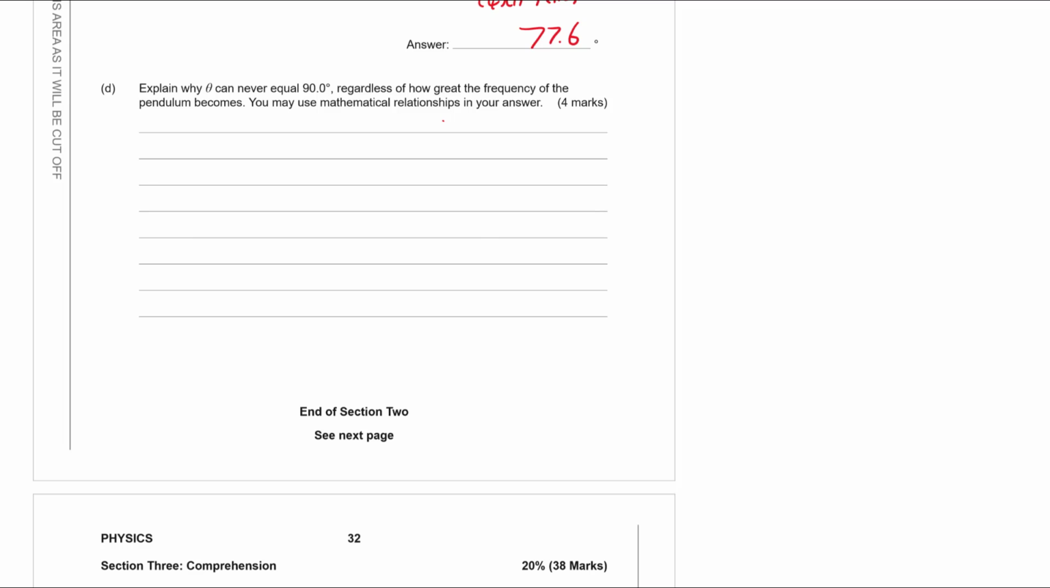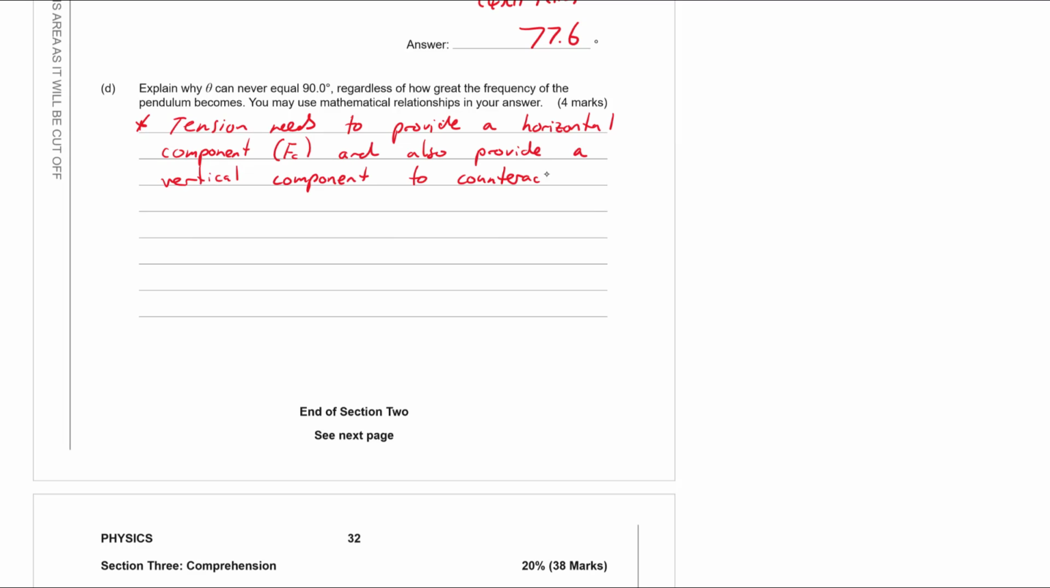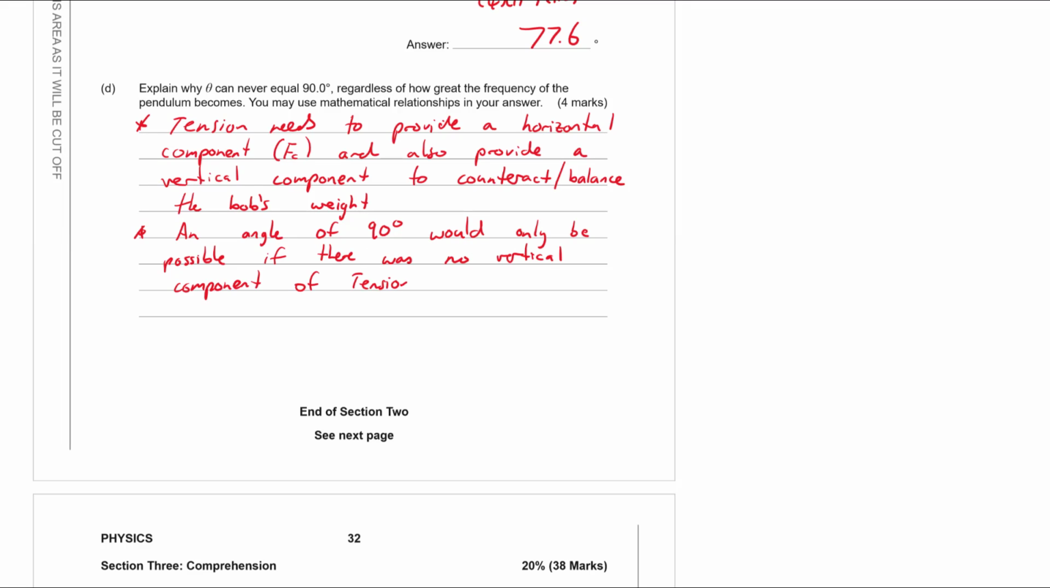So I would first say that the tension needs to provide a horizontal component, which is your centripetal force, and also provide a vertical component. And that's going to counteract or balance the bob's weight, so it doesn't have any sort of vertical acceleration. And an angle of 90 degrees means that there is no vertical component, which is not going to be possible unless you have a bob that is essentially massless or has no weight or no gravity, which is not possible. And that is the end of section 2.